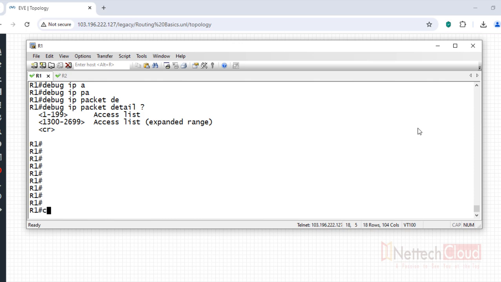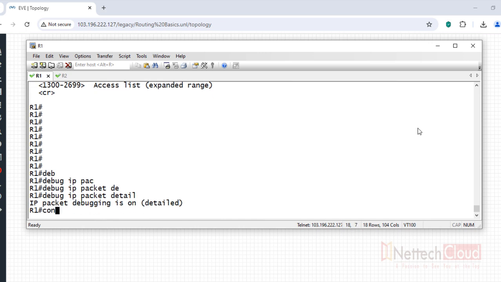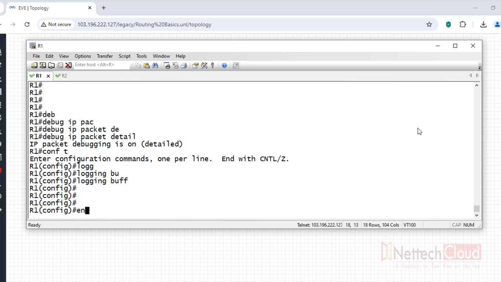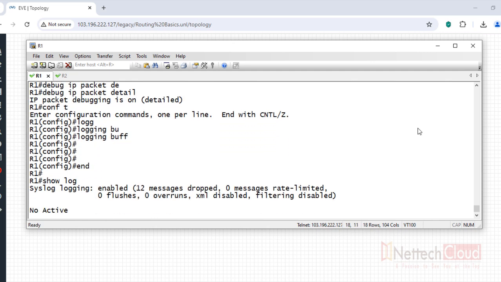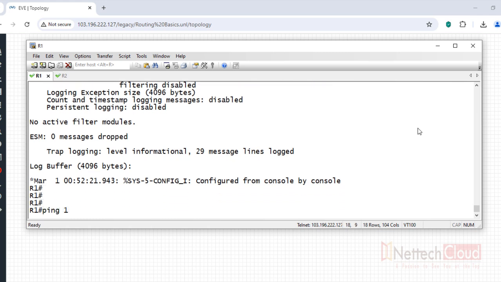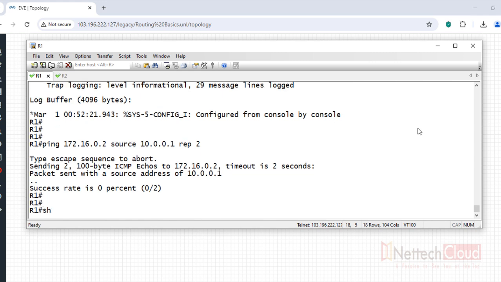So debug is enabled, let me check: debug ip packet detail, logging buffered. I think logging console is already disabled. So is there any log message? No. And now I'm going to ping 172.16.0.2 again, sourcing from my LAN IP, and repeat count 2 is more than enough, right? We are just trying to figure out what the issue is.